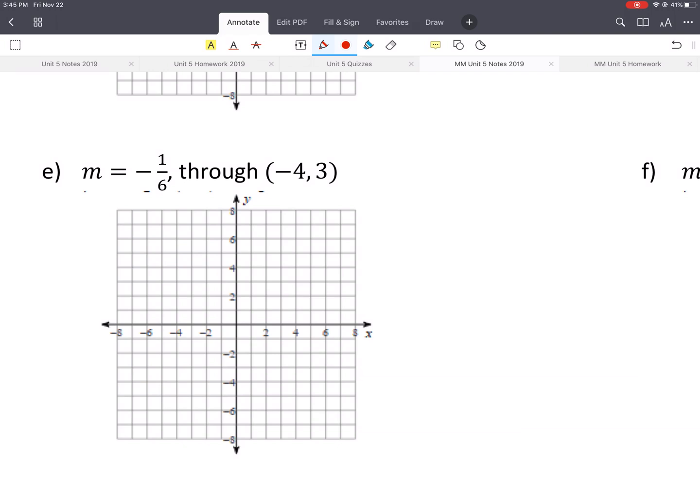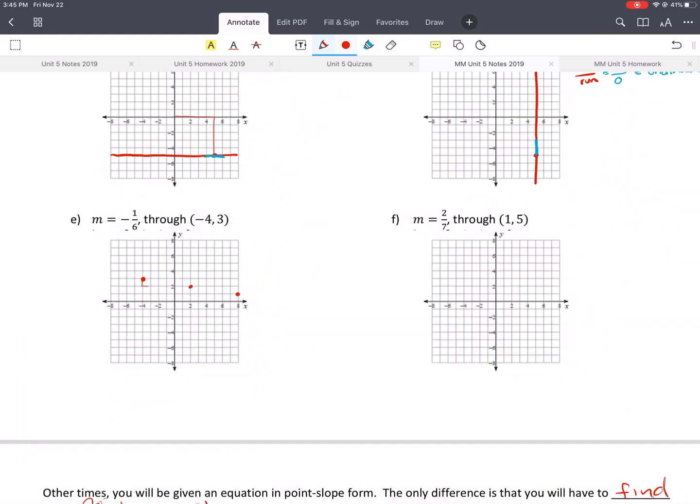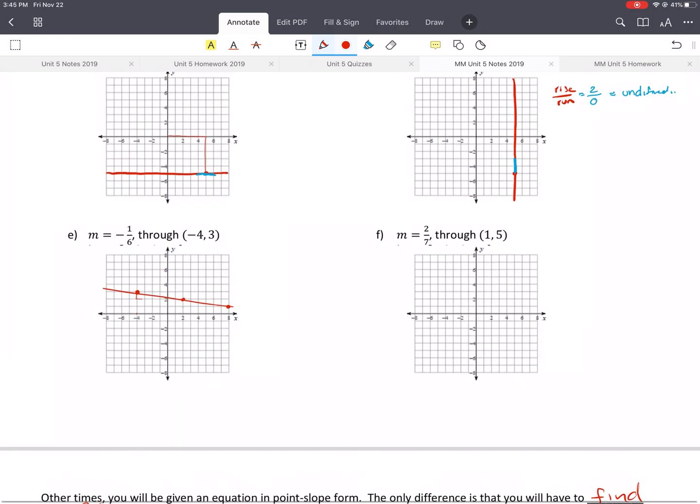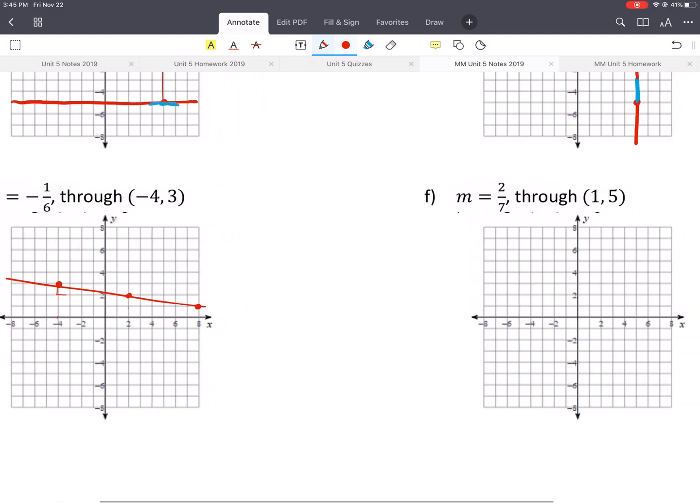So we have a point -4, 3. And then the slope is down 1 over 6, down 1 over 6. You could always use some sort of ruler. I used a sticky note. If you have a credit card or something like that, you can use that, or I do have some rulers in class if you want to use one during the test.